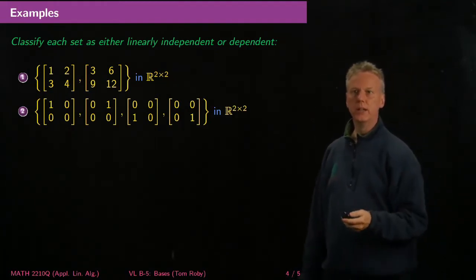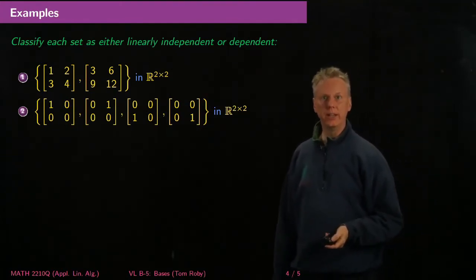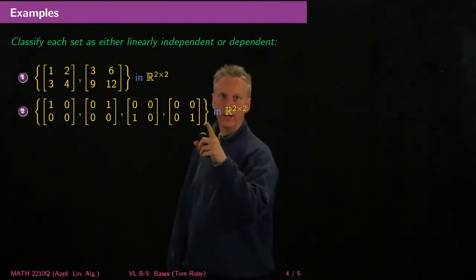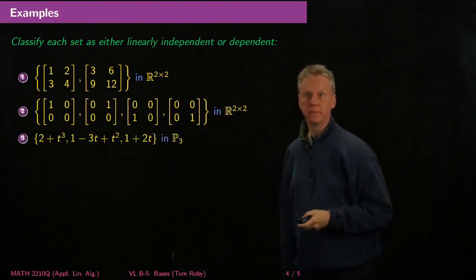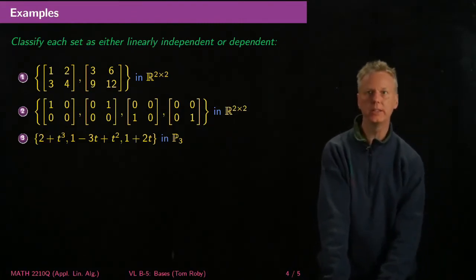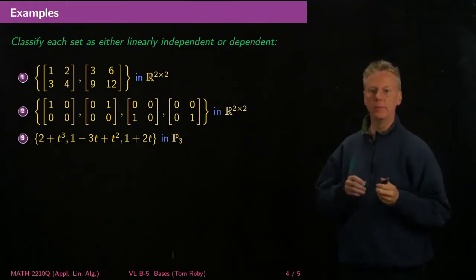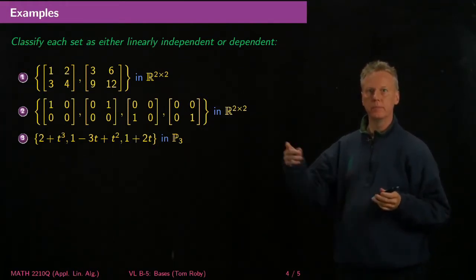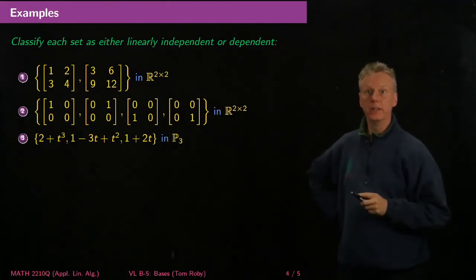Okay, so this is kind of the classic basis. It's the easiest basis to understand, and it's really the analog of the standard basis e i for R to the n. All right, how about this set of vectors in P3? So now things get a little bit more interesting. Is this linearly dependent or independent?